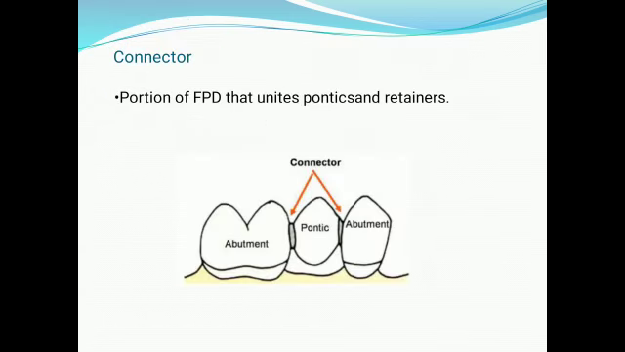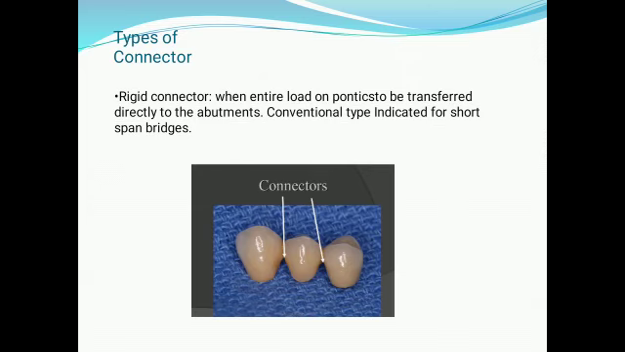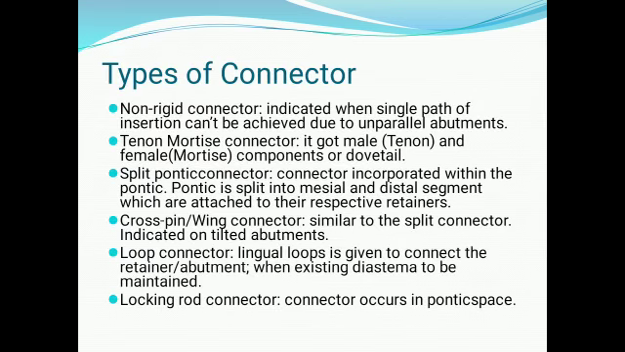Coming to the connector, a portion of fixed partial denture that unites pontics and retainers. Types of connectors: rigid connectors, where the entire load on the pontic is transferred directly to the abutments. The conventional type is indicated only for short span bridges. Types of connectors: non-rigid connectors, tenon mortise connector, split pontic connector, cross pin wing connector, loop connector and locking rod connector.